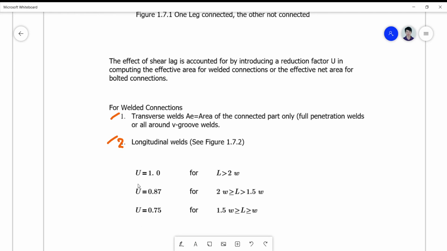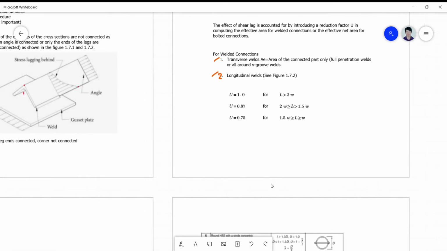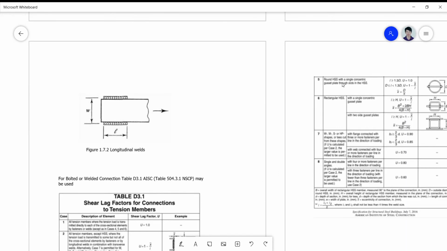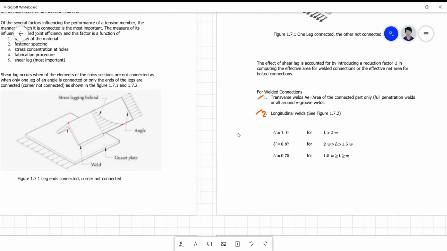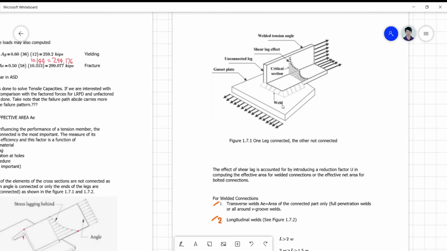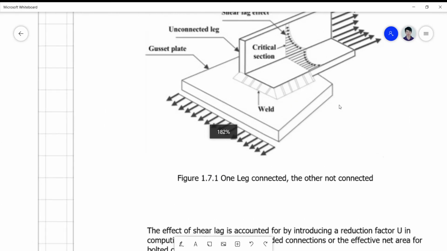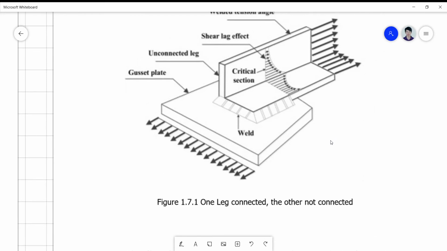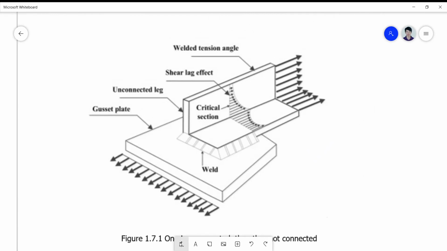Okay, so for the transverse weld, let me use this figure above. For the transverse weld, we refer to the weld that is perpendicular to the tension force. Say this one is perpendicular to this weld here.